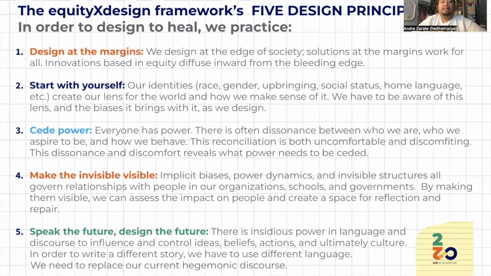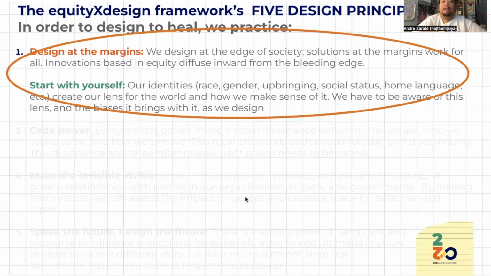But what we're going to focus on today are the first two principles. Design at the margins: we design at the edge of society, solutions at the margins work for all, innovations based in equity diffuse inward from the bleeding edge. And then starting with yourself: our identities, race, gender, upbringing, social status, home language, etc., help create our lens for the world and how we make sense of it. And we have to be aware of this lens and the biases it brings with it as we design.